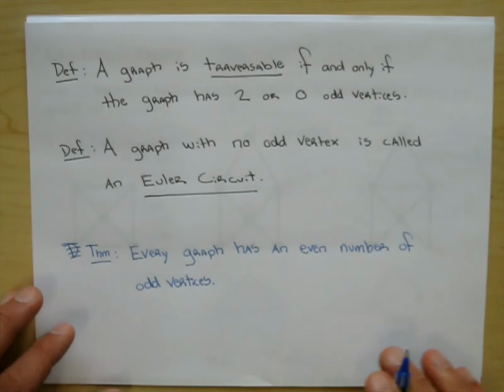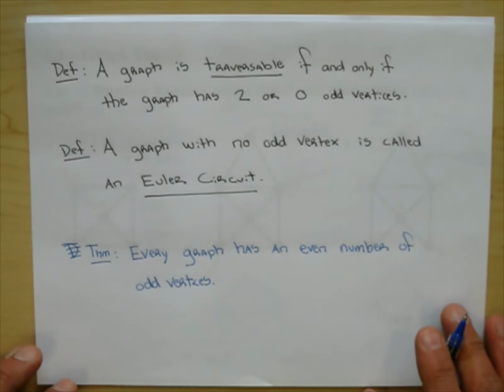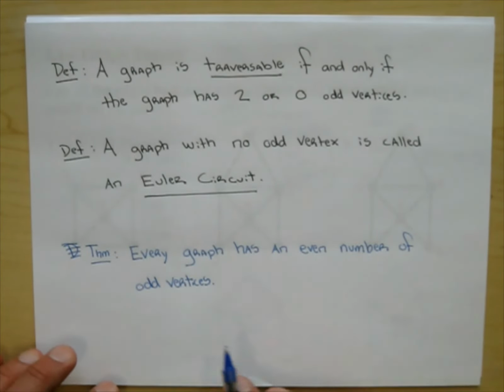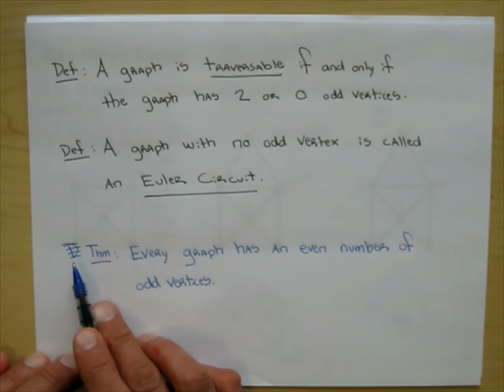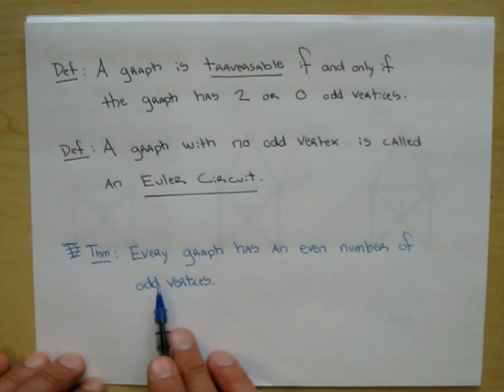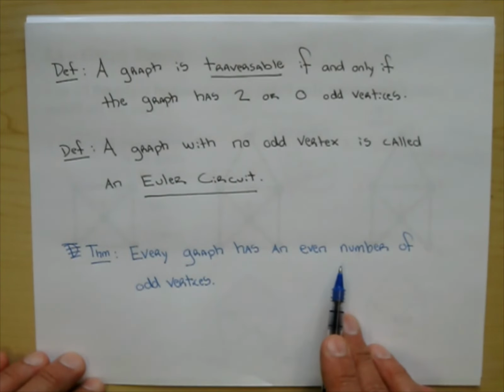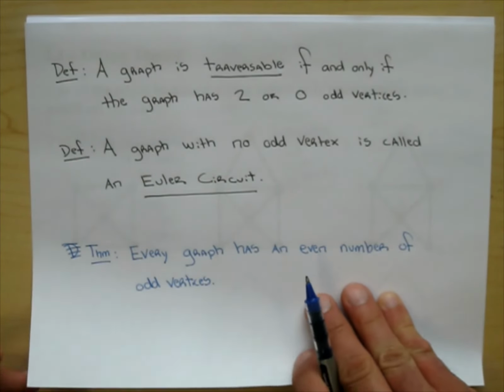Okay, and so that's a graph theory theorem. We're not going to start proving these theorems, but if you'd like, you can try to come up with a graph. Try to break this theorem. Try to come up with a graph that has an odd number of odd vertices. You'll never be able to do it. Okay, so there we have it.